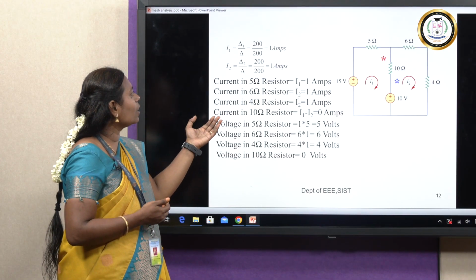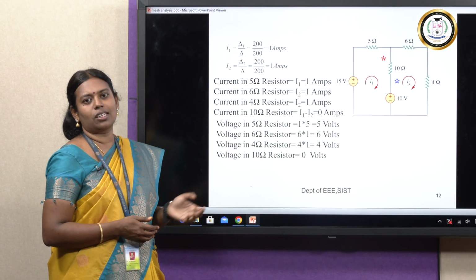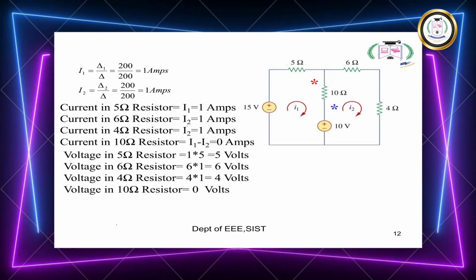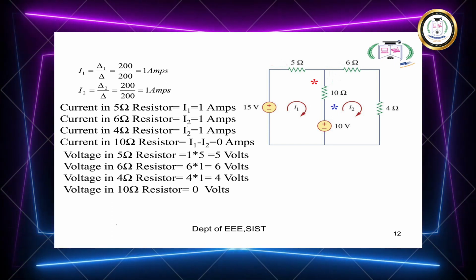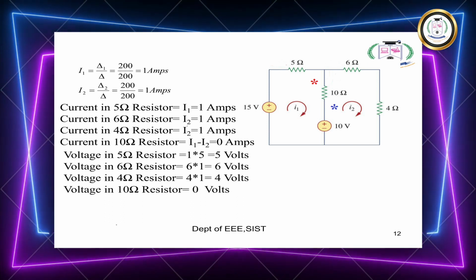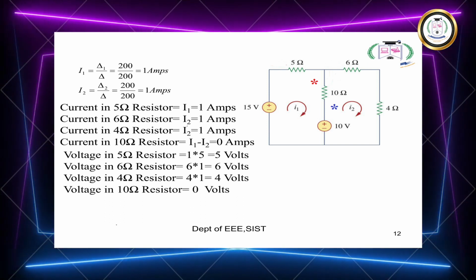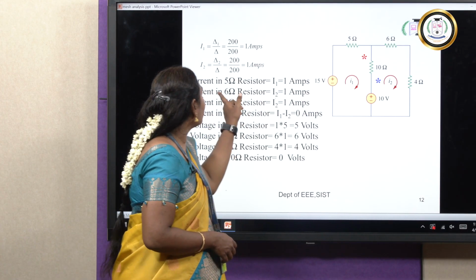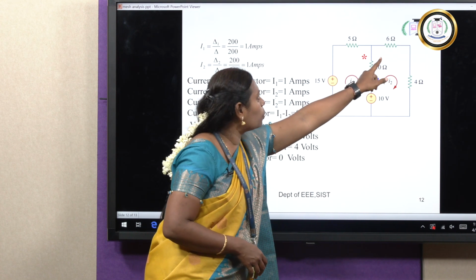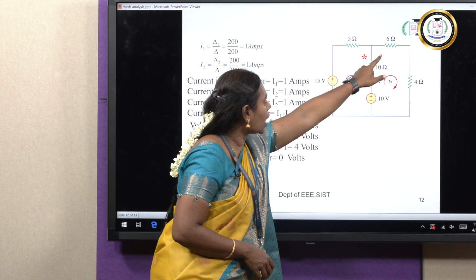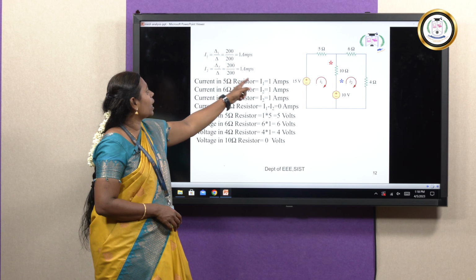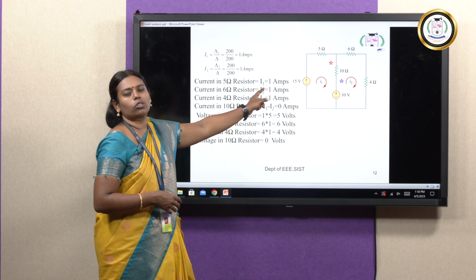Now, we can go for finding the current in each and every resistor in this circuit. What are the resistors we have in this circuit? 5 ohms. Find what is the current flowing in this 5 ohm. In 5 ohms, the current flowing is I1. I1 value I am getting as 1. So, the current in the 5 ohm resistor is I1, that is 1 amp. Next, current in the 6 ohm resistor. The 6 ohm resistor is in loop 2. The current flowing in the 6 ohm resistor is I2. I2 value is 1 amp. So, the current in the 6 ohm resistor is also 1 amp.